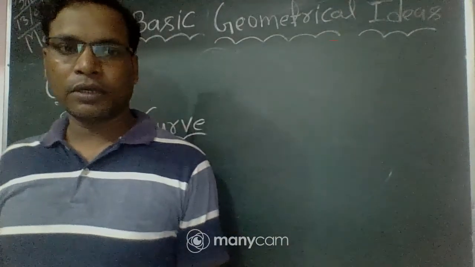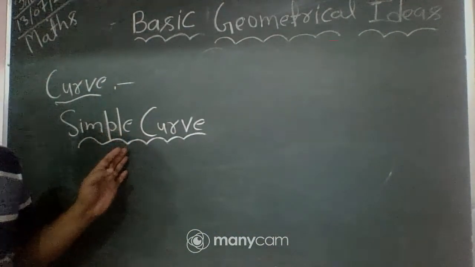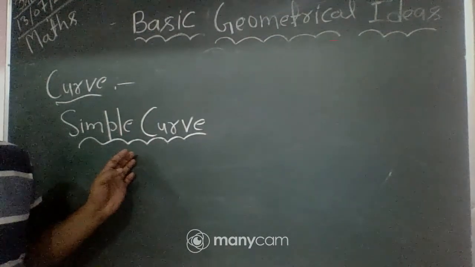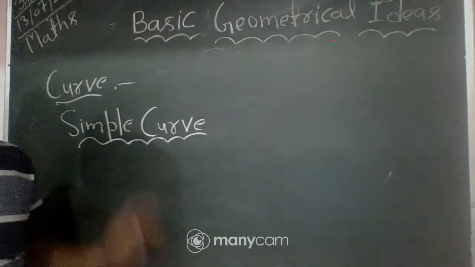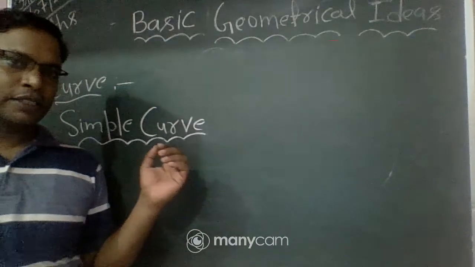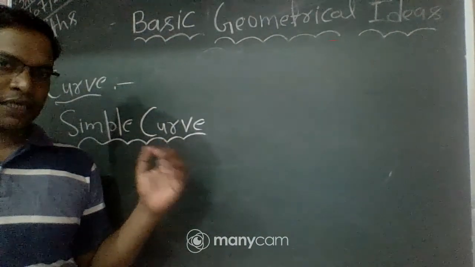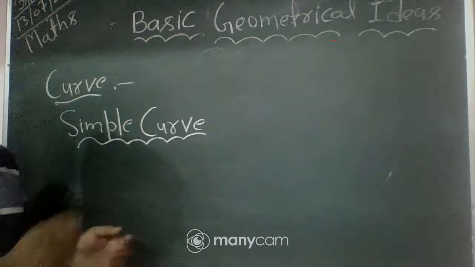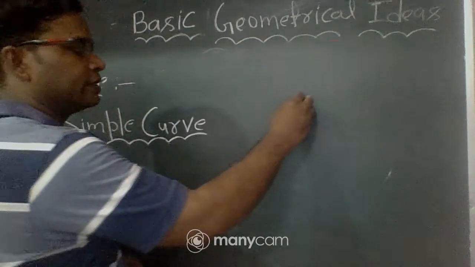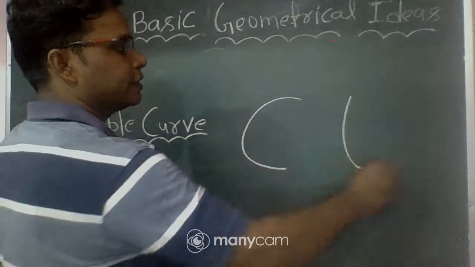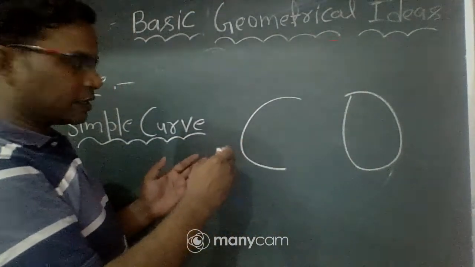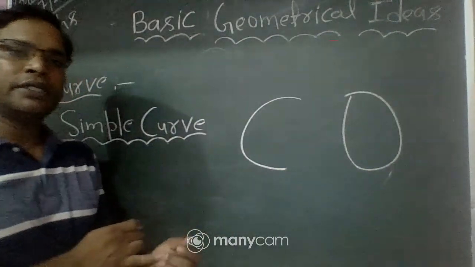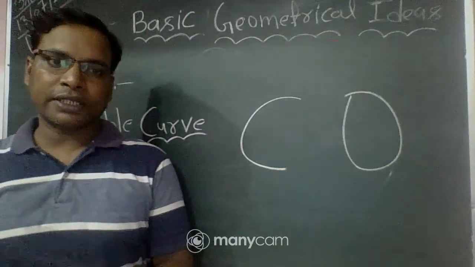Let's see now what a simple curve is. Okay, what is a simple curve? A curve which does not cross itself at any point is called a simple curve. So you can see examples of simple curves like this. This is a simple curve. Like this, this is a simple curve. They do not cross themselves at any point. A curve which does not cross itself at any point is called a simple curve.